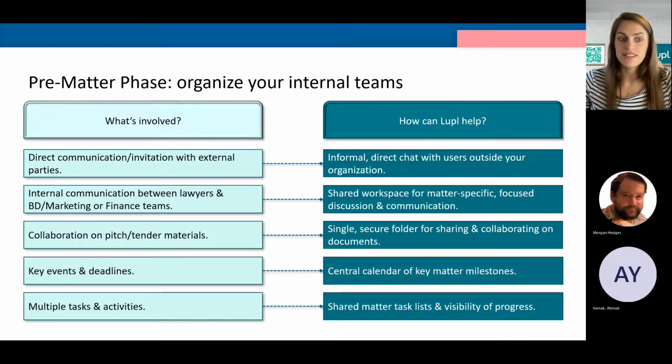You're managing key events and deadlines throughout the process. And in Lupl, you have a centralized calendar effectively of key matter milestones. So it's keeping everybody on track. And then multiple tasks and activities. So inevitably, you'll be having lots of tasks, lots of things that you need to assign to other people. And so Lupl provides a shared matter task list, which then also gives you visibility over the progress of each of those tasks.